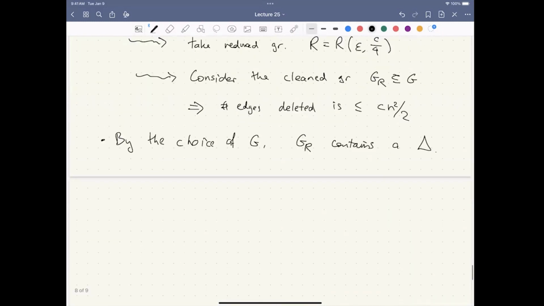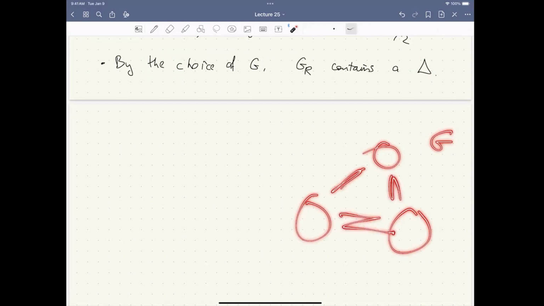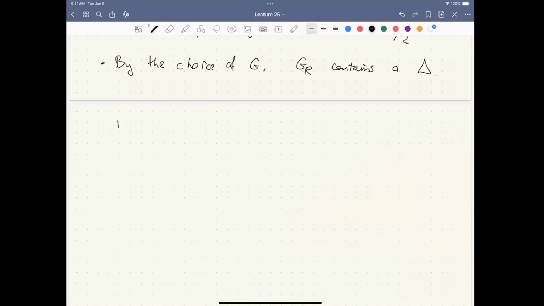But where can this triangle be? Since GR is a blow-up of R, this triangle must have each of its vertices in 3 different parts of the partition of G, such that between every pair it's regular and dense. And by construction of GR, we know it contains a triangle. A triangle in GR, where can it be?